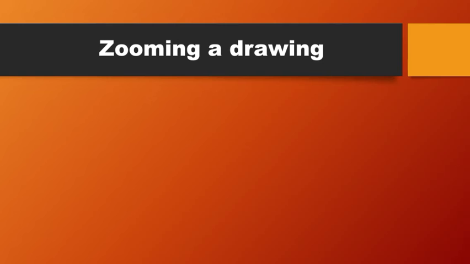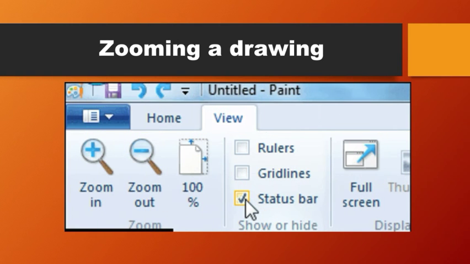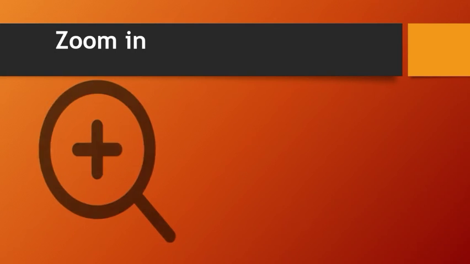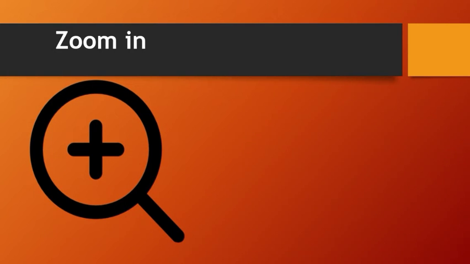Zooming a drawing. While working on MS Paint, we may want to take a closer look at our drawing. We have the Zoom group in the View tab to help us do that. Zoom in. This makes our drawing appear bigger and lets us take a closer look at it. By zooming in, we can make changes to any small part of our drawing.